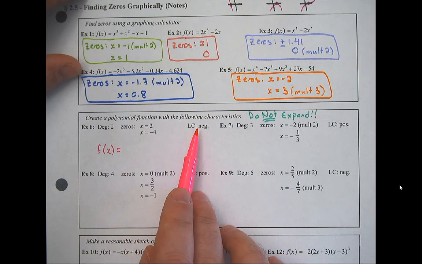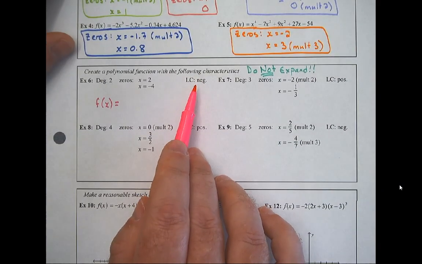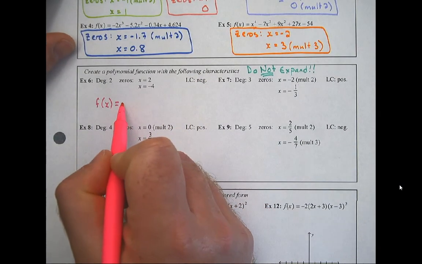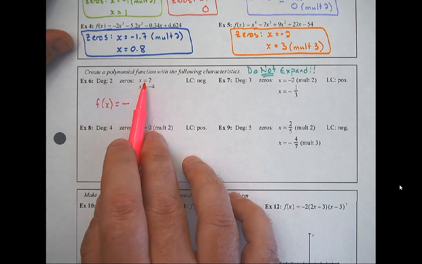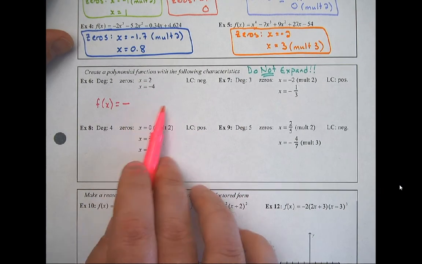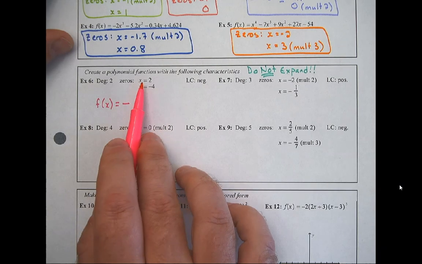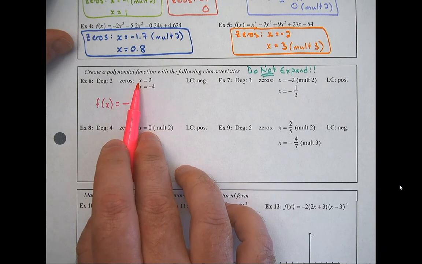Leading coefficient is going to be one that's going to drive you crazy if you get it wrong because it's so simple. If you have a leading coefficient that's negative, you have to have a negative out front. Now, if you want to make it a -2 or a negative, I don't care. But I'm just going to put a negative there to create the negative coefficient.